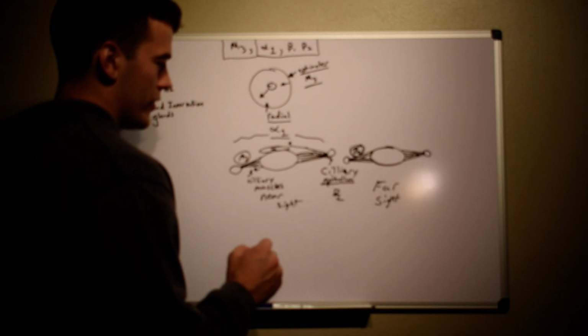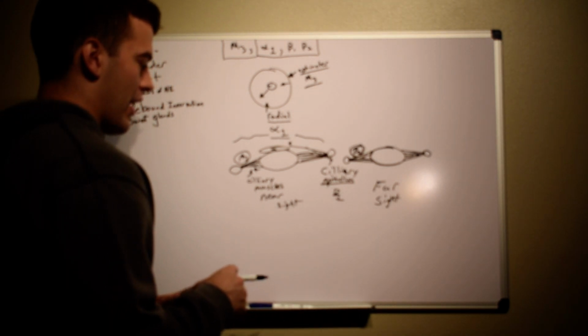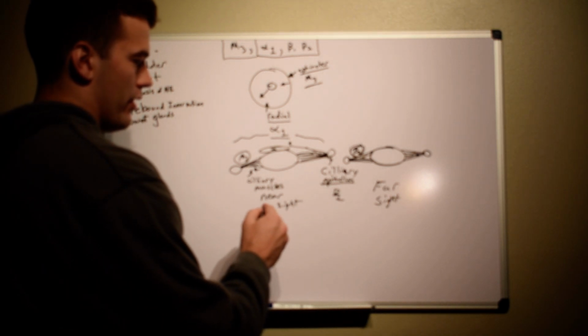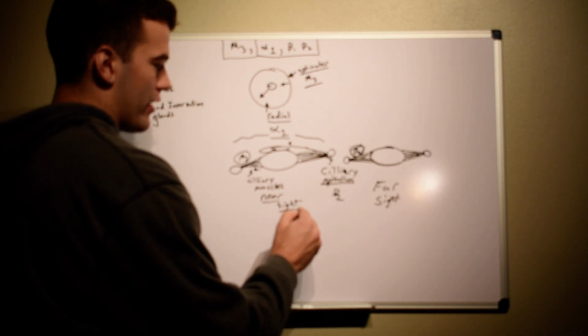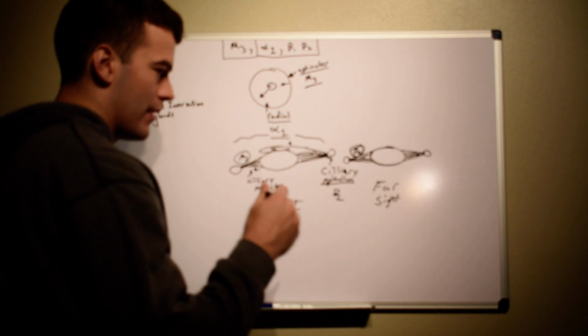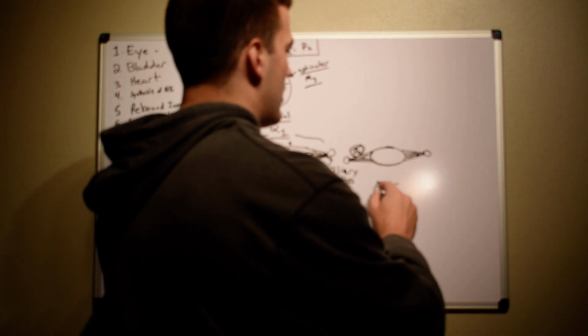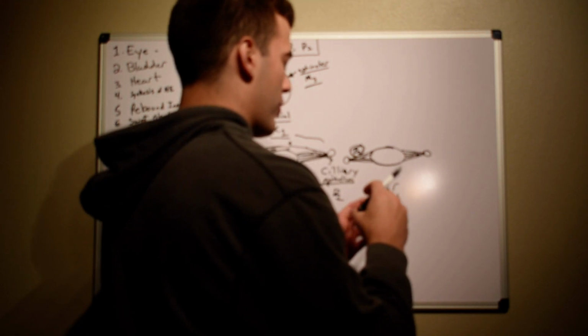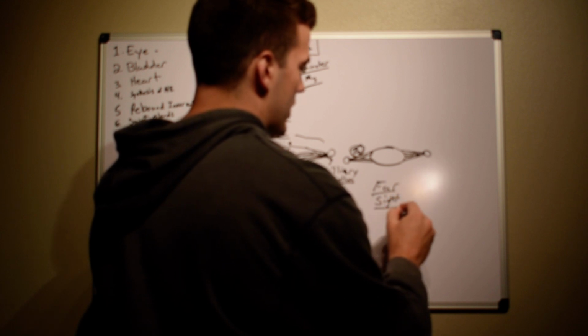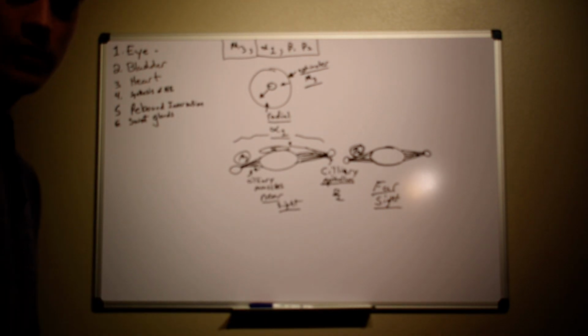But basically, what you've got to remember is that making the lens more flat allows you to focus the light better for near sight, for things close up, and making the lens more plump or thicker is going to be better for far sight.